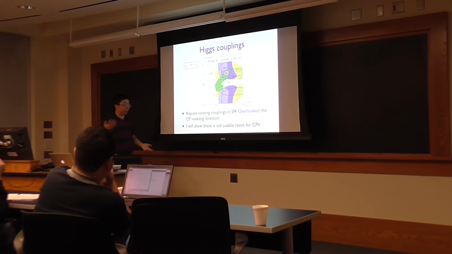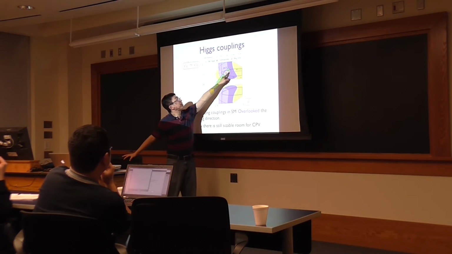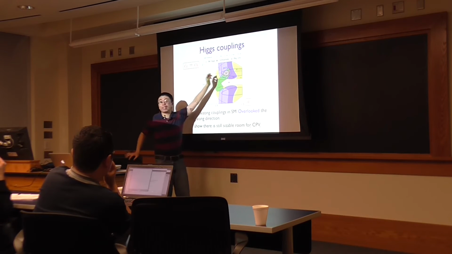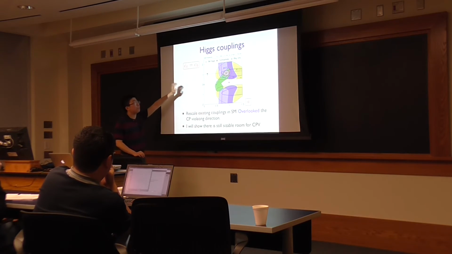Because they overlook the CP violating direction. But you can see that this is the best point, this is the standard model point, and this is the best fit point. This is the 1 sigma region. So they claim the standard model fits very well.